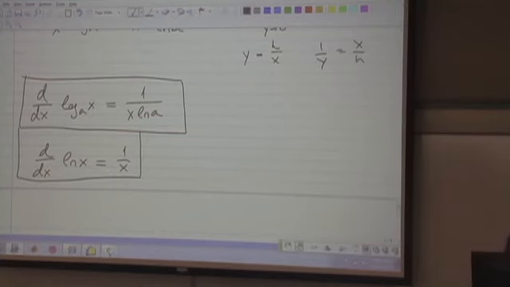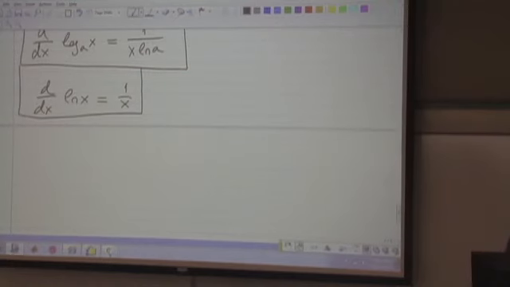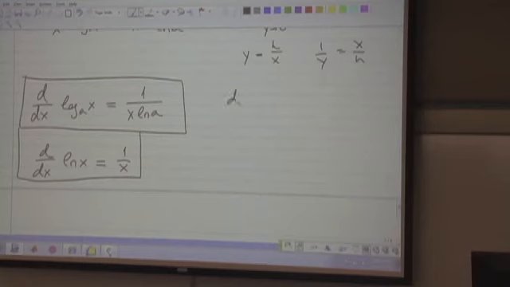Alright, so now, let's see. What would you guess the derivative here? Let me write it here as well. What would you guess the derivative of ln of g of x to be? Times g prime of x. Chain rule.